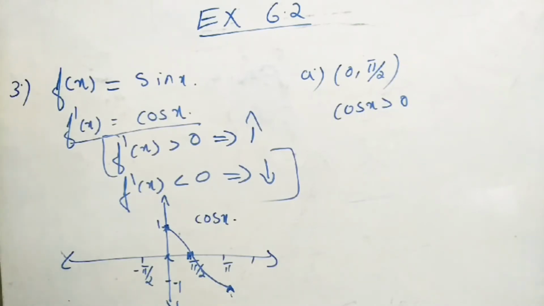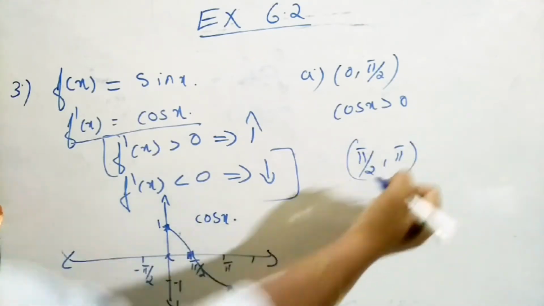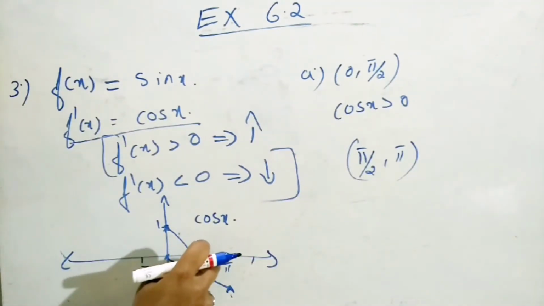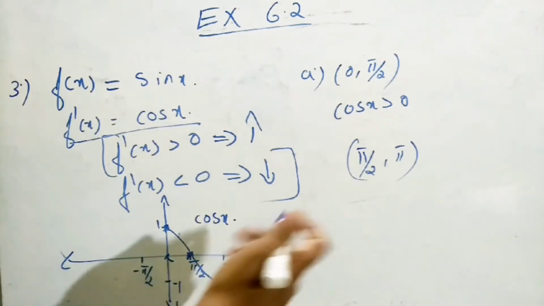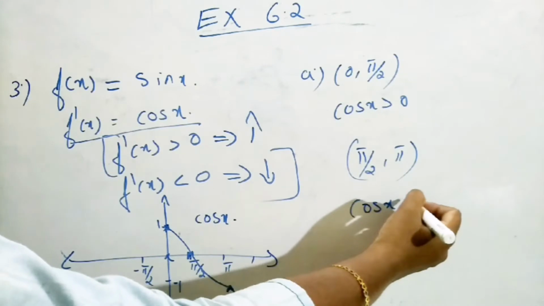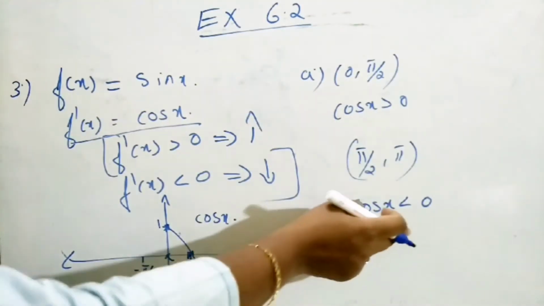But for the second question, pi by 2 to pi is our interval. If you consider the interval pi by 2 to pi, we can see that this graph lies in the negative side of the y-axis. It means cos x is less than 0. So in the interval 0 to pi by 2, cos x is greater than 0, and in the interval pi by 2 to pi, cos x is less than 0.